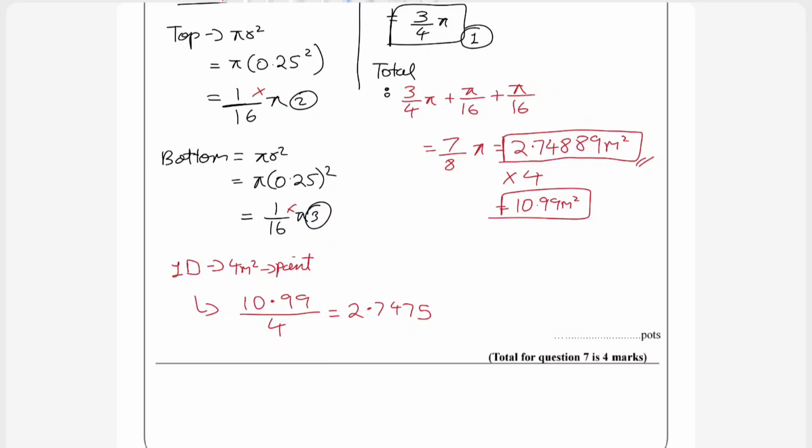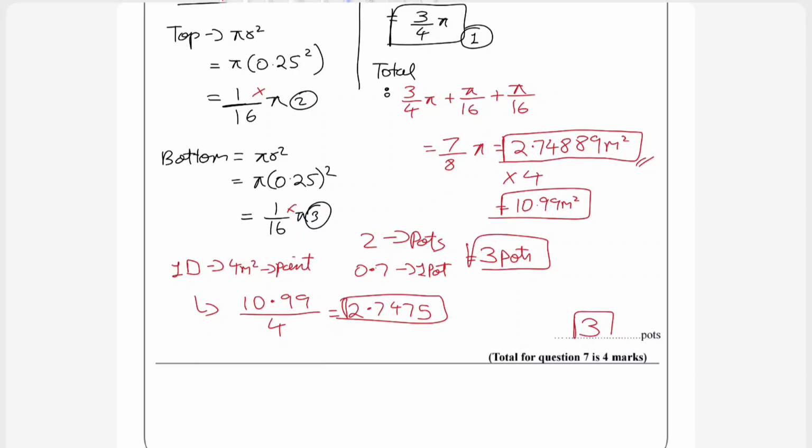Now since we get about 2.7, we can buy 2 pots, but we can't buy 0.7 of a pot. So ultimately we need to get 1 more pot, so basically 3 pots in total to paint 4 of these tanks, 3 pots.